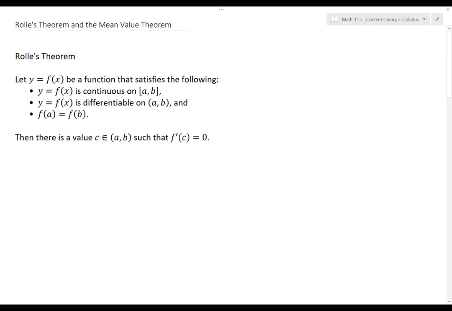Hello, everyone. In this lesson, we're going to be looking at Rolle's theorem and the mean value theorem. So we can see Rolle's theorem right here. Go through it. We have a function. It satisfies the following conditions.